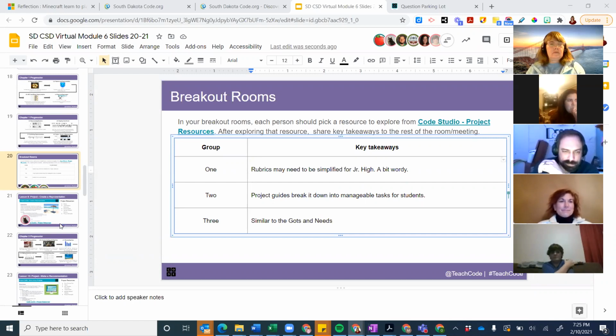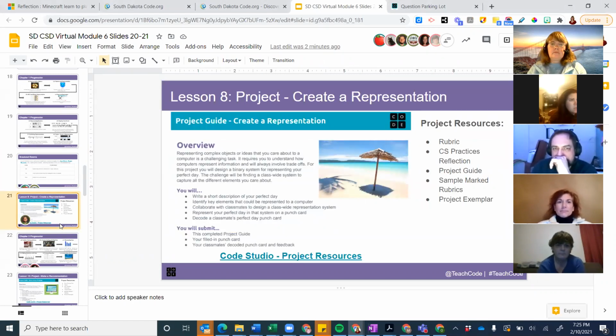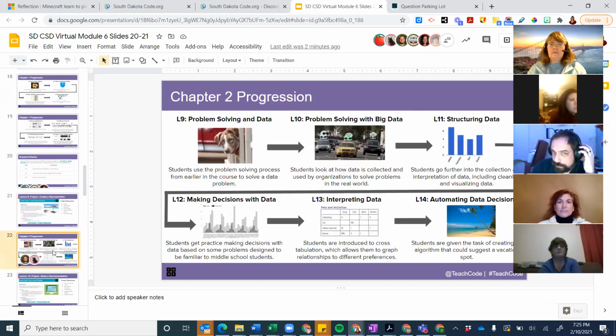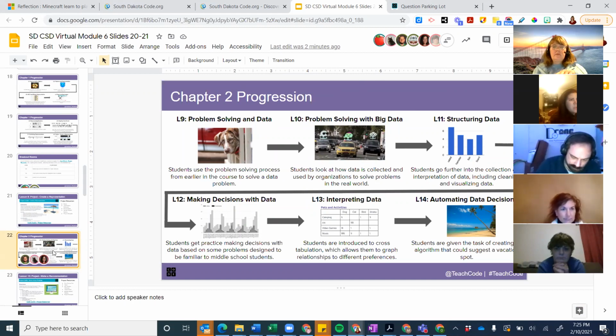Let's go ahead and take a look at, I do believe 22 is where we'll talk about. Basically what we're doing is continuing on with the Unit 5 progression. We were talking a little bit about data, and we're going to continue that discussion with our students: problem solving in data, problem solving with big data, structuring data, making decisions with data, interpreting data, automating data decisions.